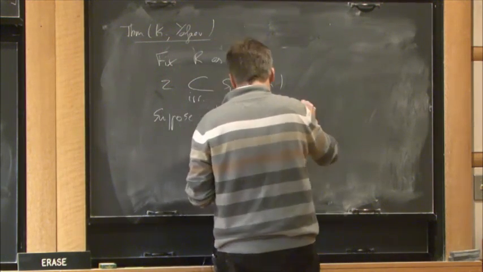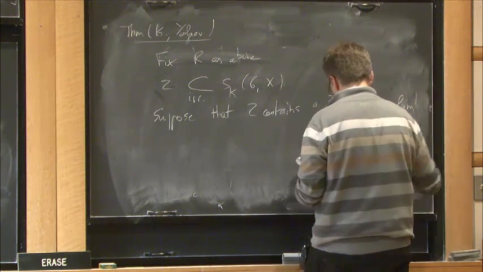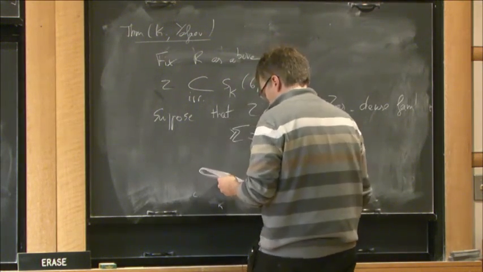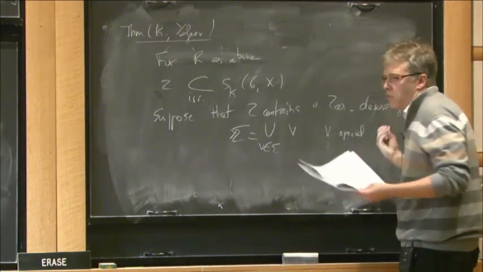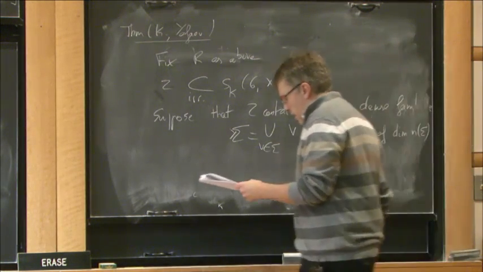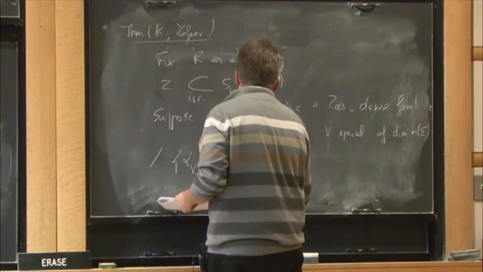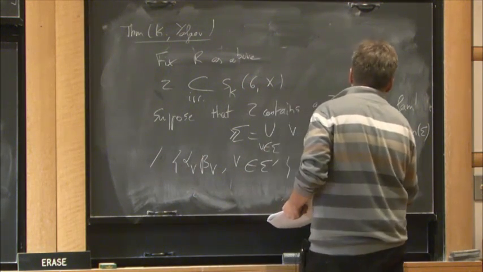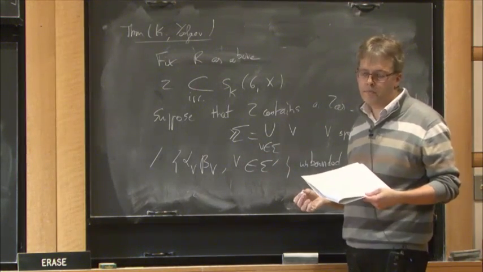And suppose that Z contains a Zariski-dense family sigma, equal to a union of the V, of special subvarieties, all of the same dimension, it does not cost anything, of dimension n of sigma, such that the set alpha V beta V is unbounded for any modification. A modification of sigma is a subset of sigma such that the collection is still Zariski-dense in Z.